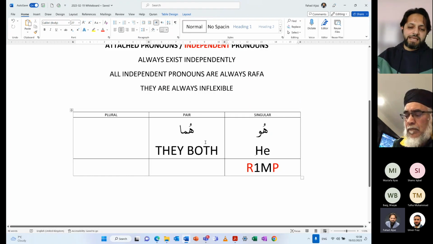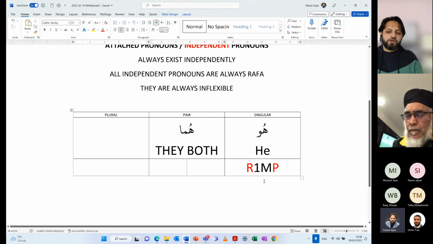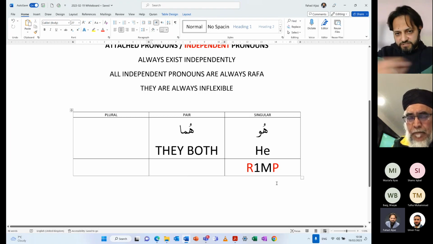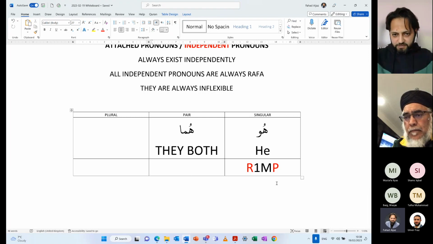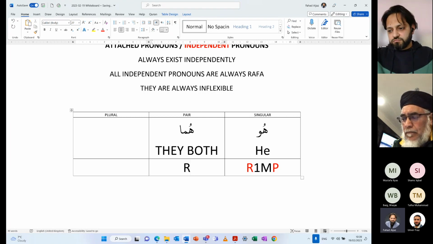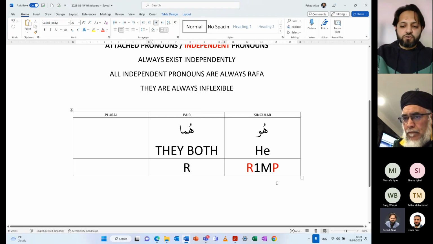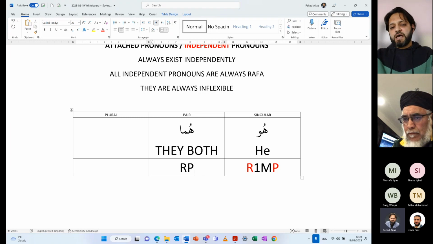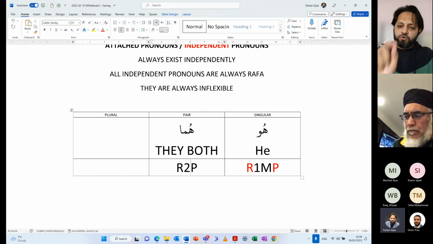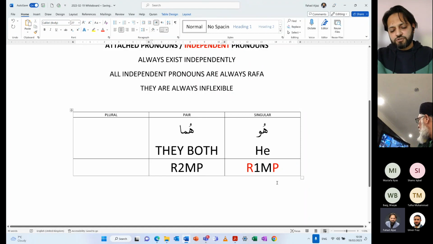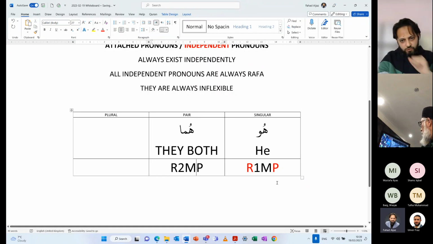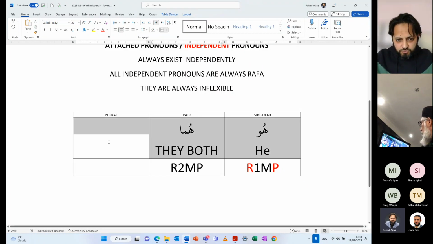So hua, huma, he, they both. Now, we know already that we are studying independent pronouns. We're not studying anything else. This means this would be rafa. I know, always. I also know it's always going to be proper, right? I know this is about a pair, so it's two, right? And right now, we're only studying the masculine versions. All of this line is going to produce masculine.